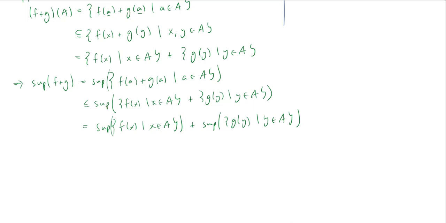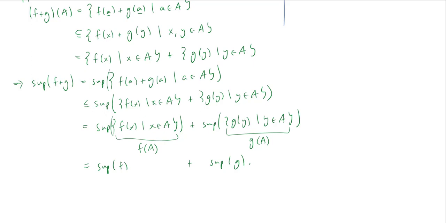But the sup of all the f of x's, right? This is the range, okay? This is the range of f, and this over here is the range of g, right? And so this is equal to the sup of f plus the sup of g. And there we go. We've shown the sup of f plus g is less than or equal to the sum of the sups of f and g.